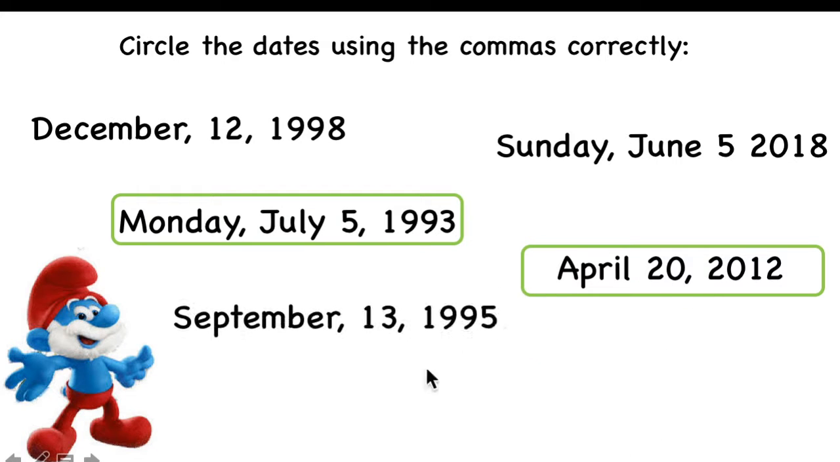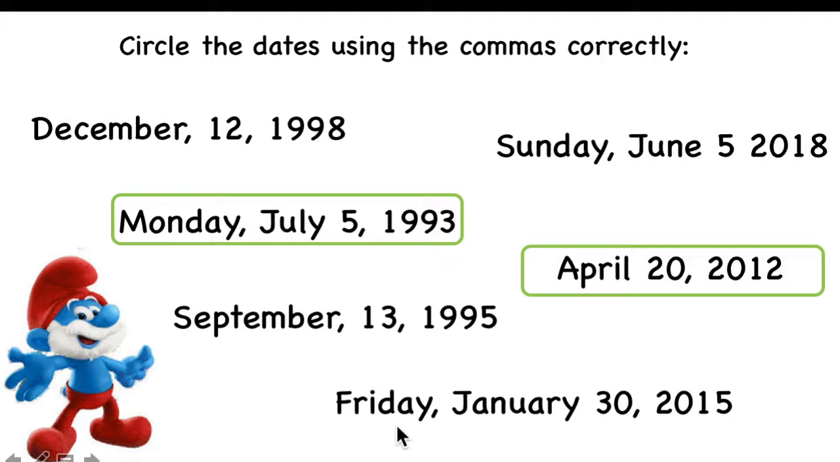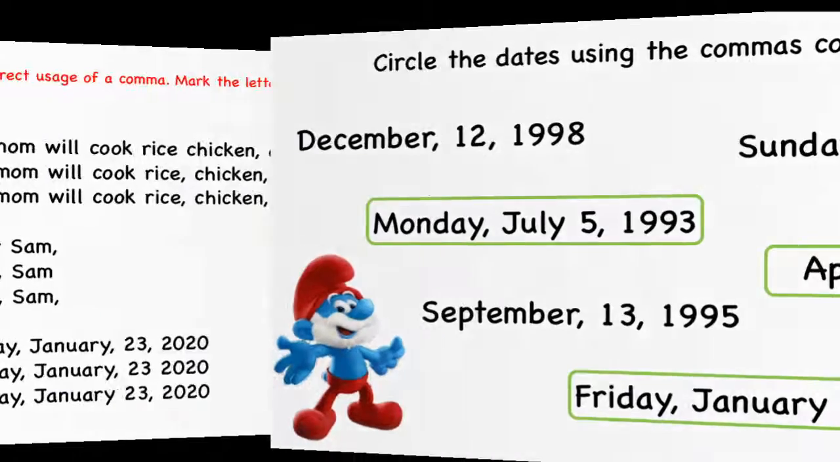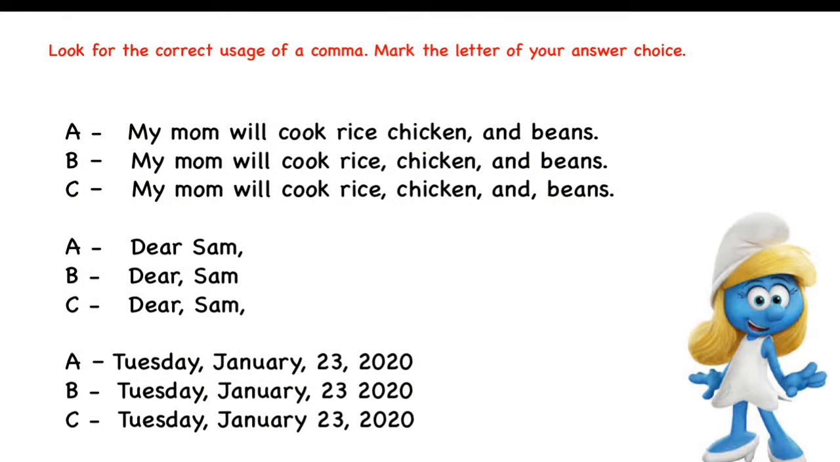Very good. What about this one? September, 13, 1995. Is this correct? No, we never separate the number of the day from the month, so it's not correct. What about the last one? Friday, January 30, 2015. Is this good? Yes, it is. Day separated from the month, month including the number separated from the year. Very good.